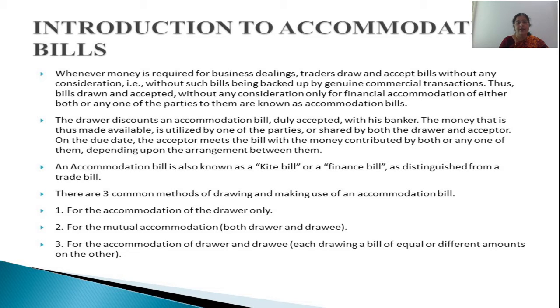In this case, a bill will be drawn by one person, who is the drawer, and it will be accepted by another person, who is the drawee. The drawer will get the amount by discounting that bill with his banker. Whatever amount they receive, after deducting the discount charged by the drawer's banker, will be shared between drawer and drawee as per their agreement. Finally, the drawee has to make the payment to the drawer's banker on the due date.